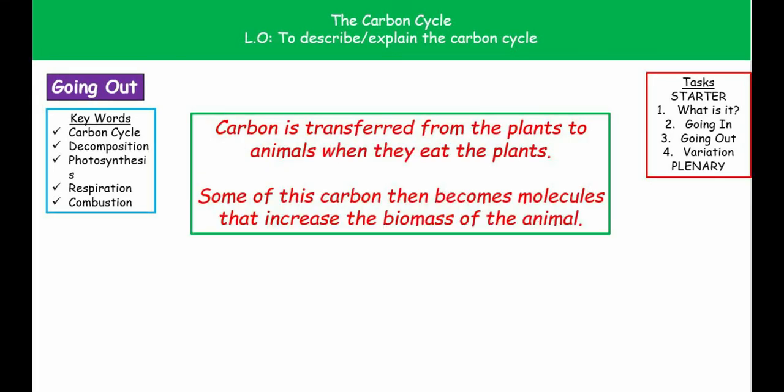Hopefully what we wrote down is that they're going to be eaten by the animals. So whenever we're looking at how the carbon compounds are going to move from the plants to the animals, it's by the process of feeding or by eating. Now what we will find is that after they've been eaten, some of the carbon from the plants will become molecules that increase the biomass of the animal. So this is how we're moving that carbon through our food chain, through those eating relationships that we've seen through food chains. So make sure those 2 sentences are in your books.